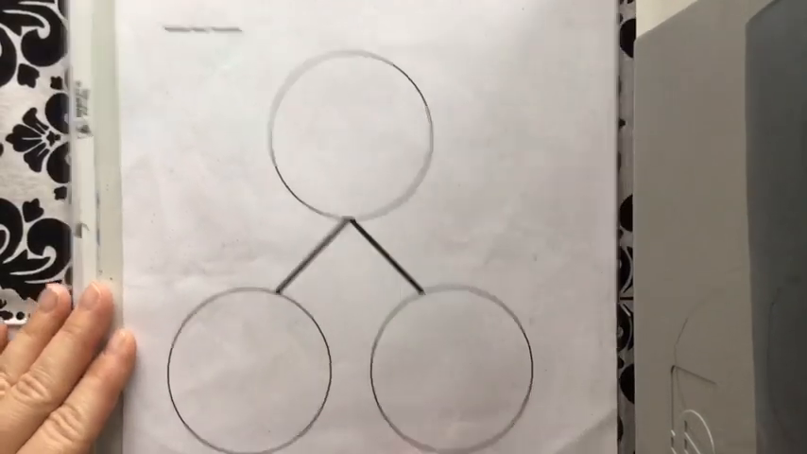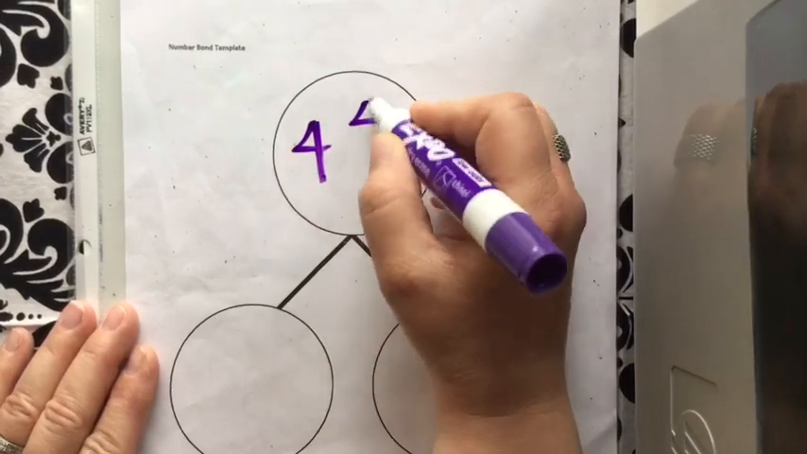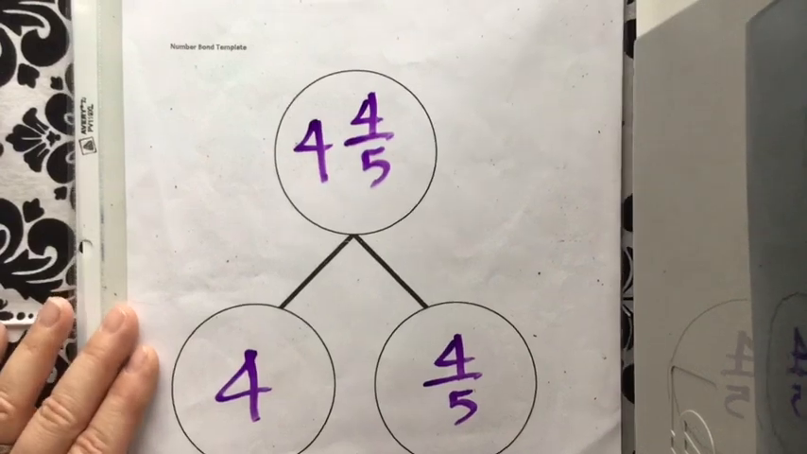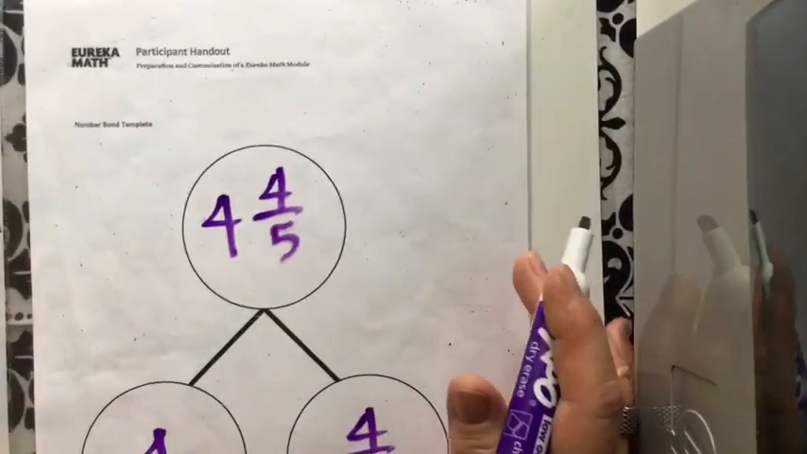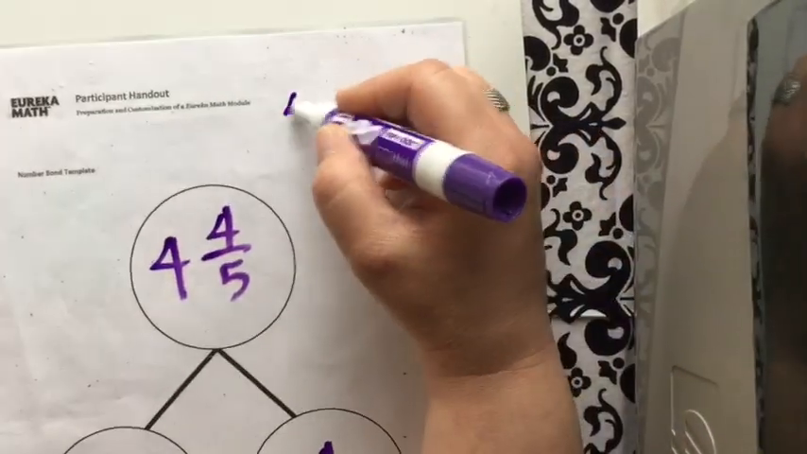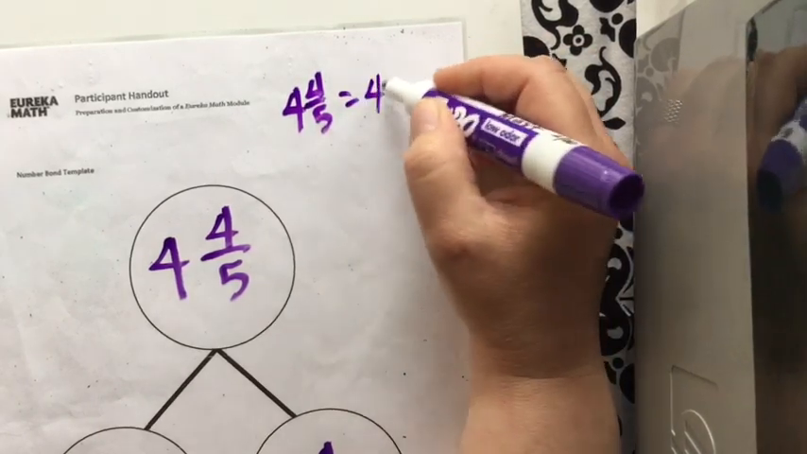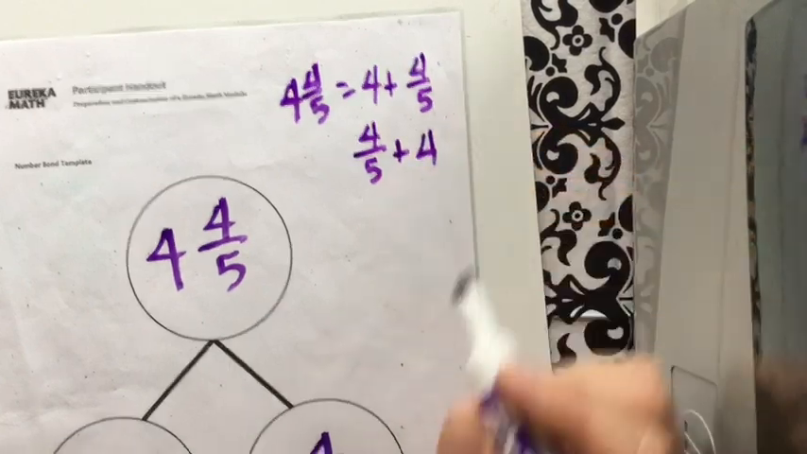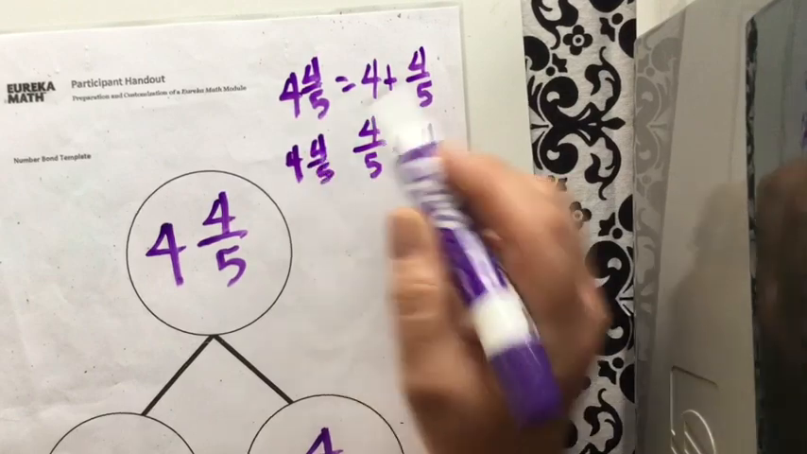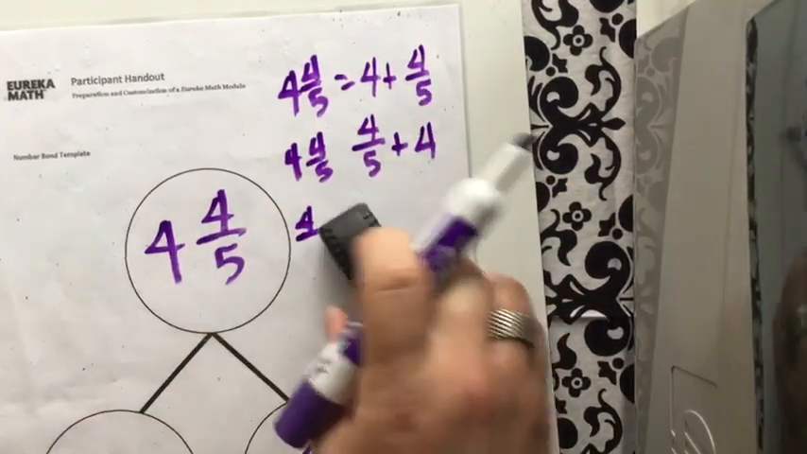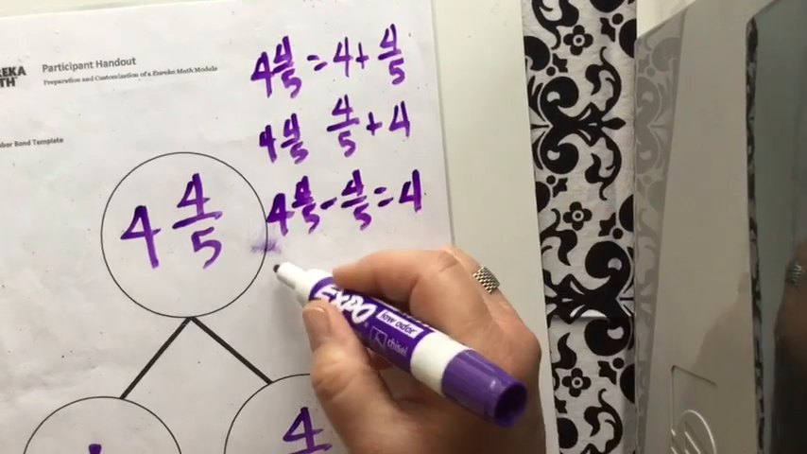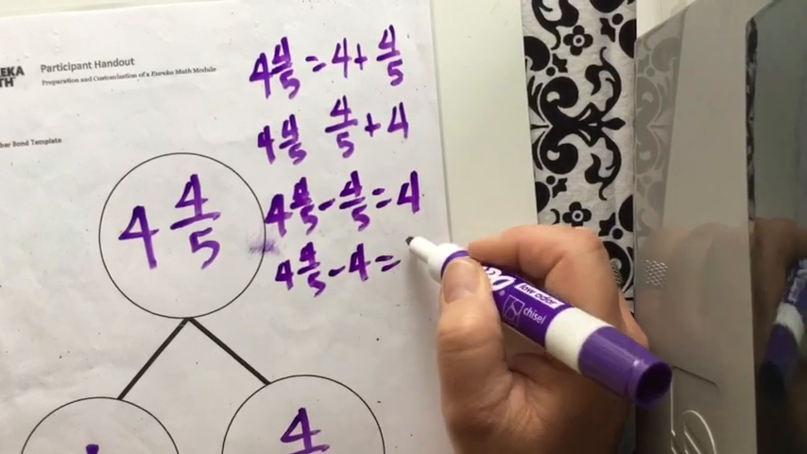Now I'm going to use another problem, but this time I'm going to use a number bond. And the problem that I'm going to use is 4 4/5. We know that 4 4/5 is made up of 4 wholes and 4/5, correct? Now, we could make a fact family to go along with this, and we could say 4 4/5 equals 4 plus 4/5. It also equals 4/5 plus 4. Then we can say 4 4/5 minus 4/5 equals 4. 4 4/5 minus 4 equals 4/5.